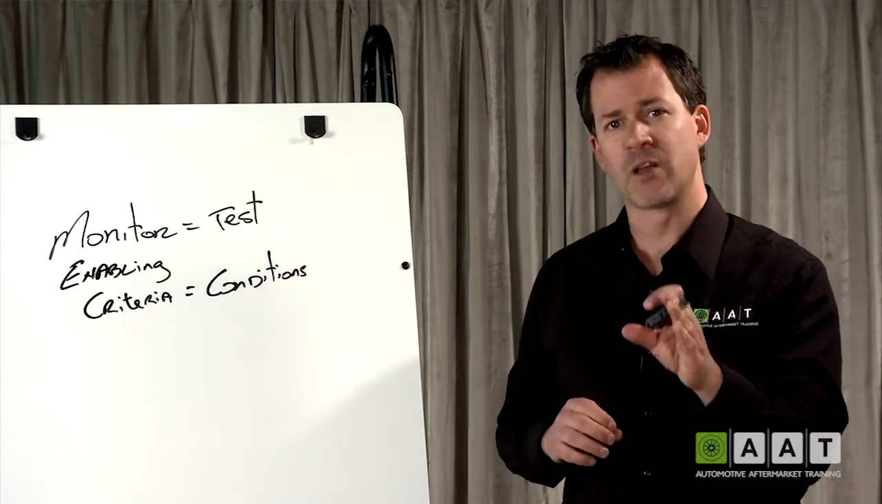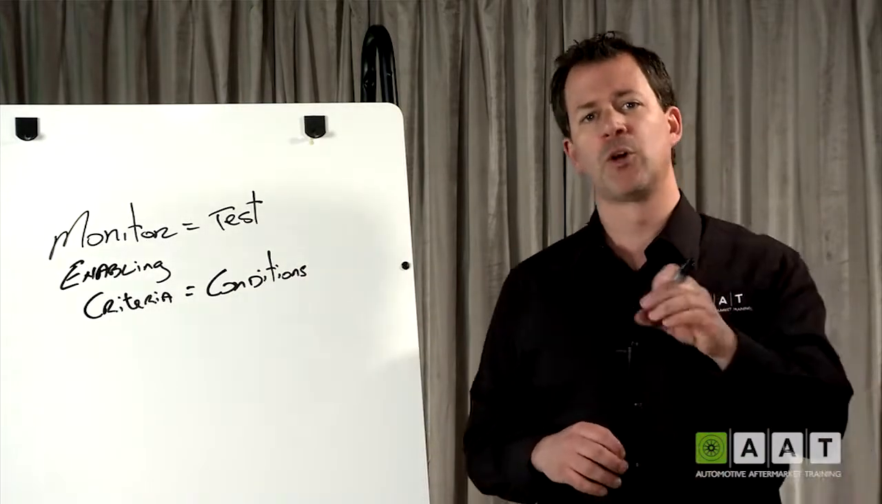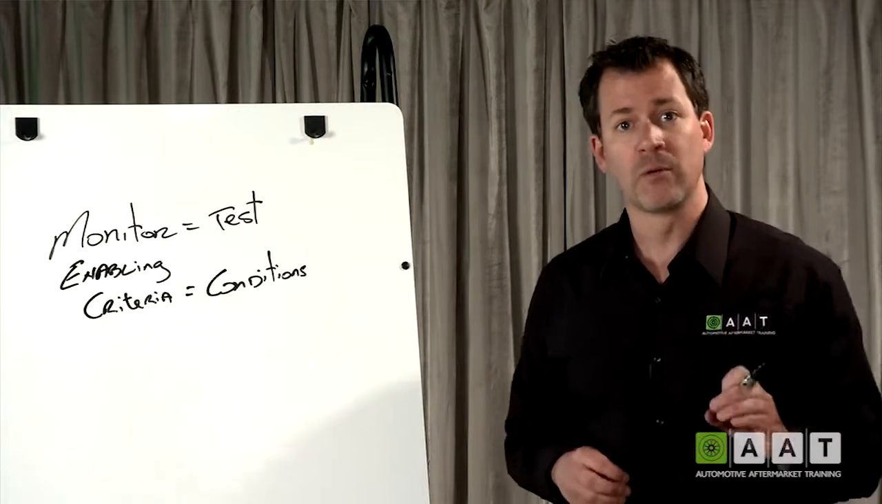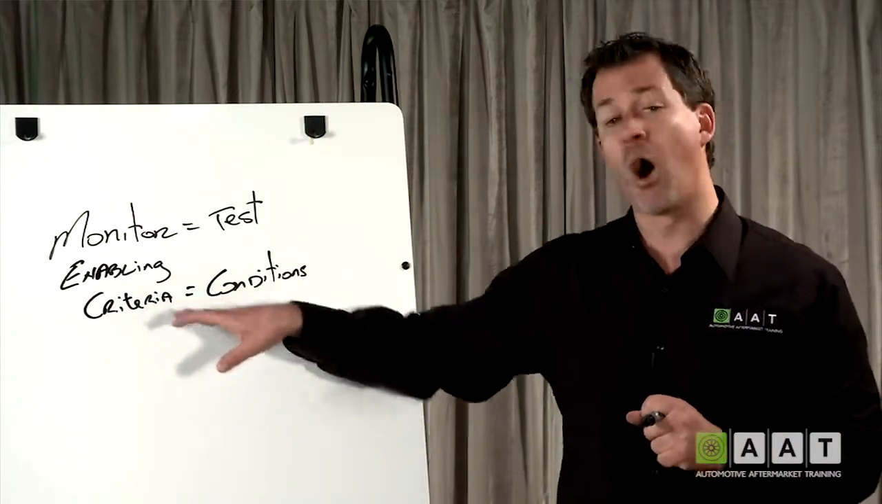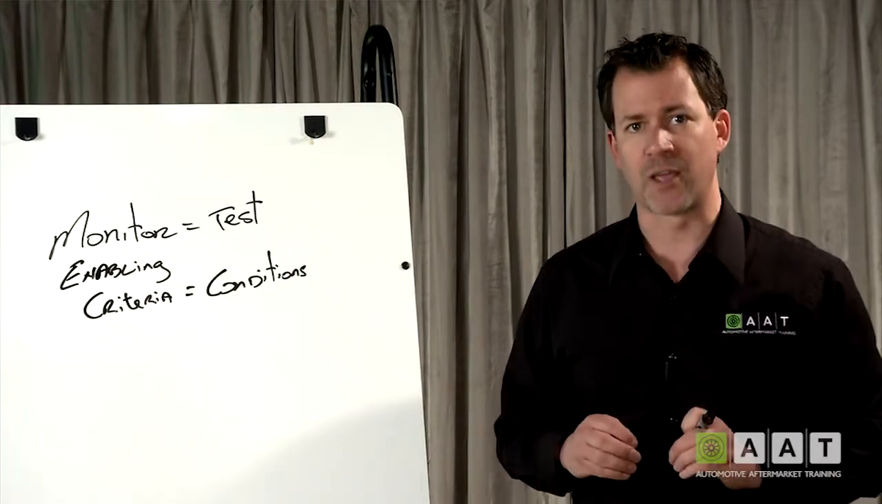How do we know what it is? We go into the repair manual, we look up the DTC description from that code that you pulled, and we identify the enabling criteria for the monitor that set that DTC.